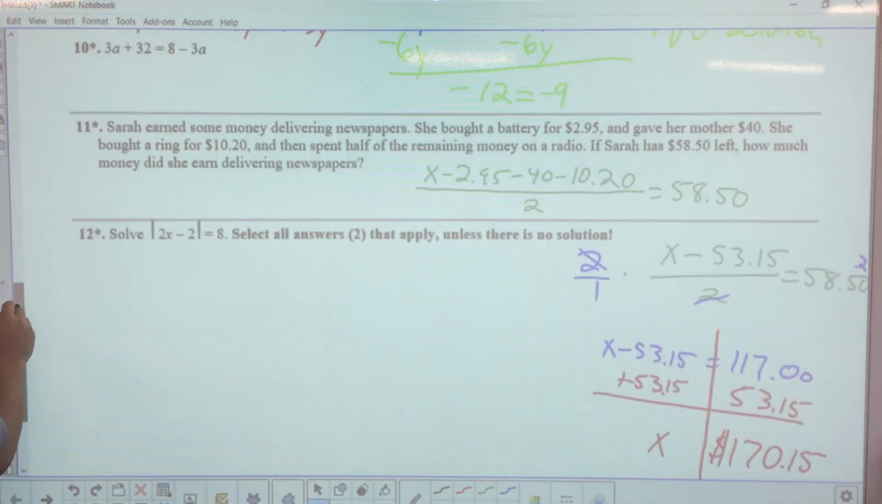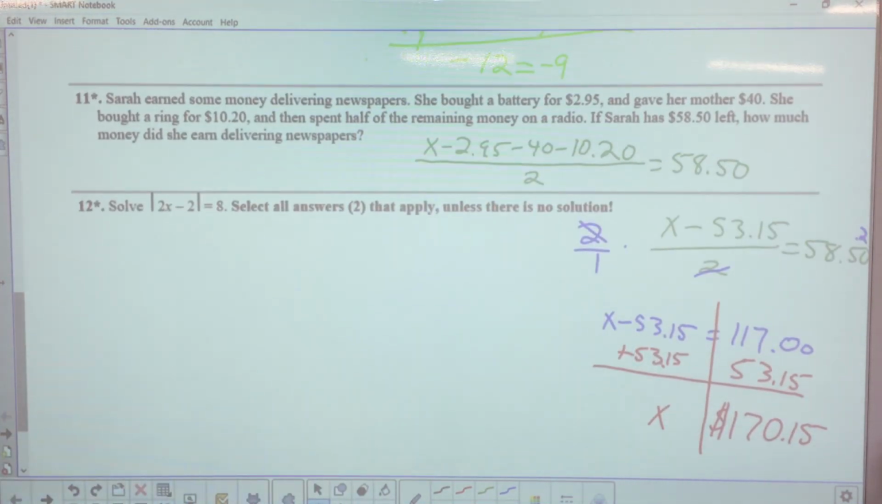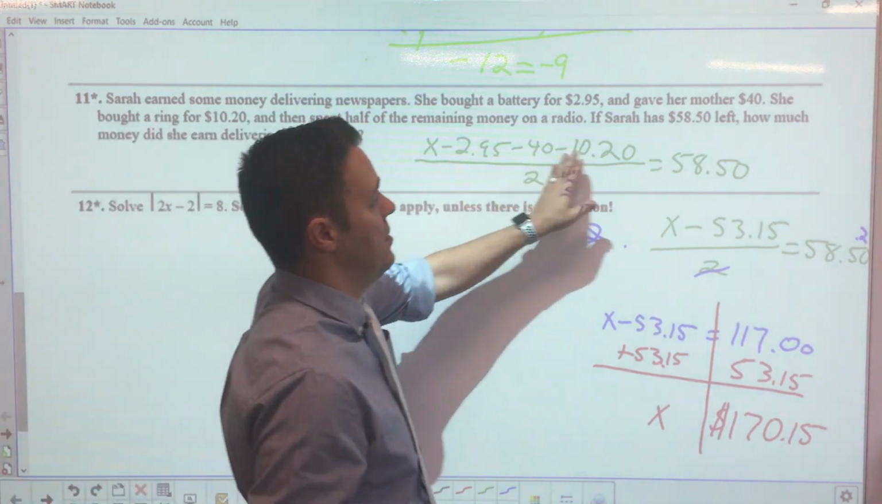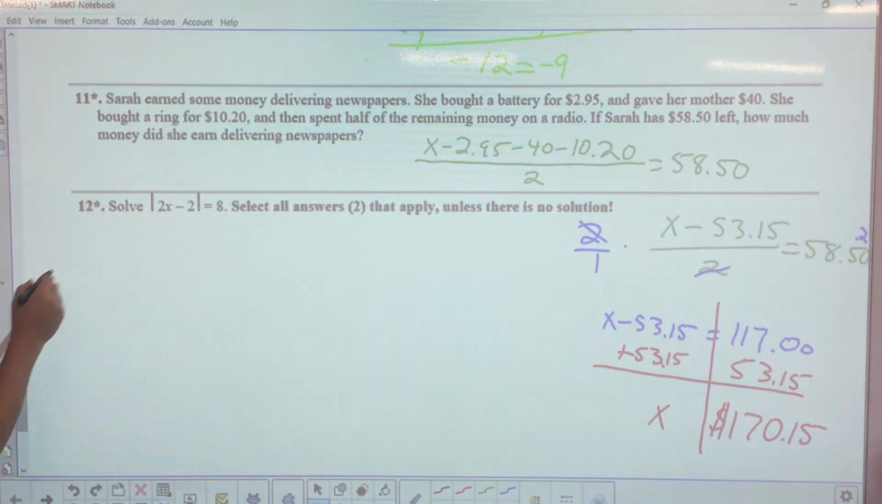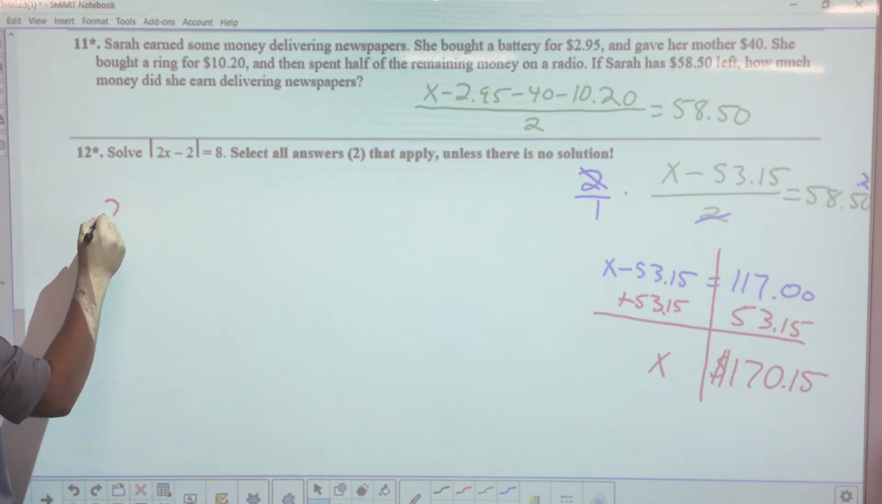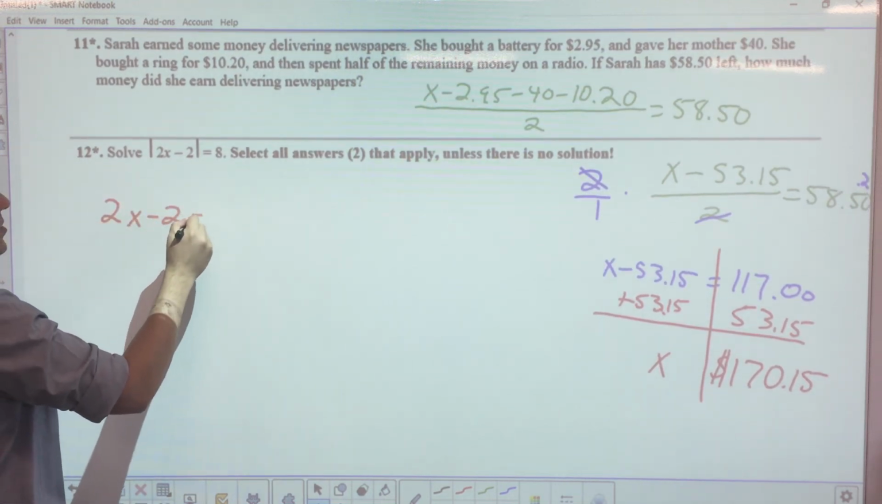Okay, hopefully everybody understands these steps. And if you struggle with setting up the word problem, hopefully this will help you for tomorrow on the quiz. All right, solve this problem. So today we're talking about this in class.